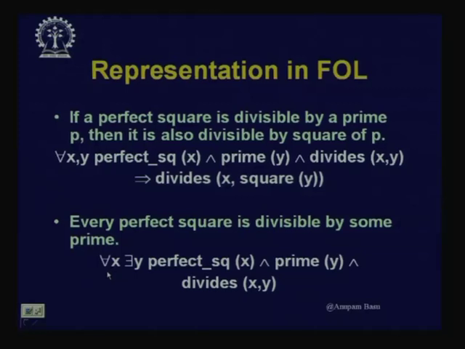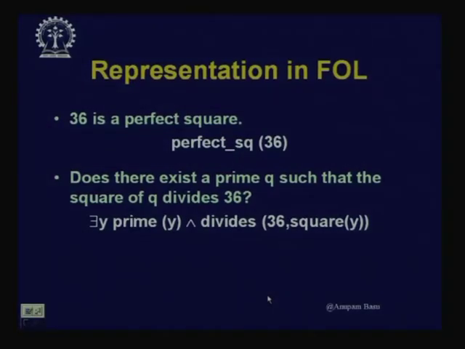So, please note carefully that x has been universally quantified. Why? Because I am talking about every perfect square. And y has been quantified with the existential quantifier. Why? Because I have just said that there is some prime which divides it, not that all prime numbers will divide it. So, there exists y, which is a prime number as stated here, and divides y x, all right. So, these are two sentences. What was the next sentence? 36 is a perfect square. That is a very simple one. So, I can write down perfect square 36.